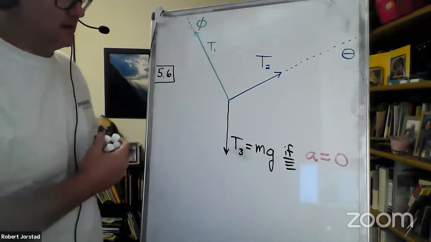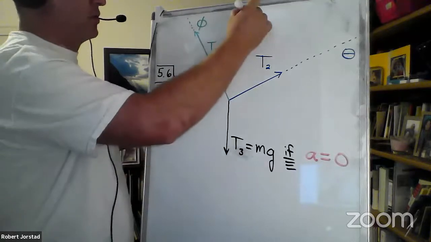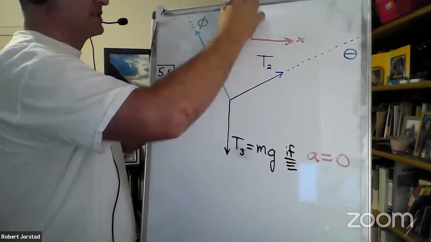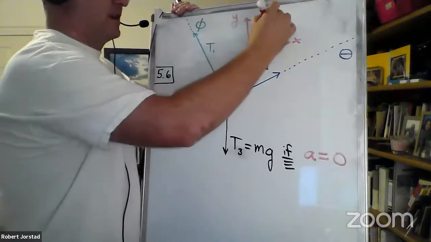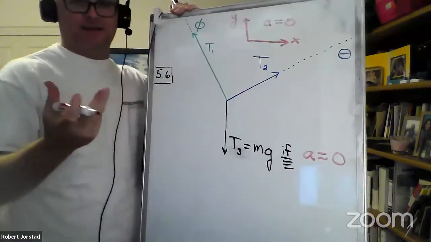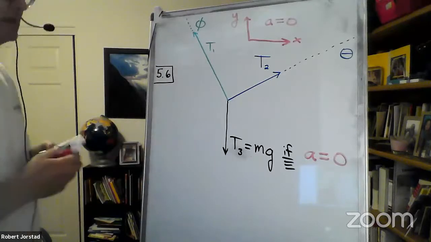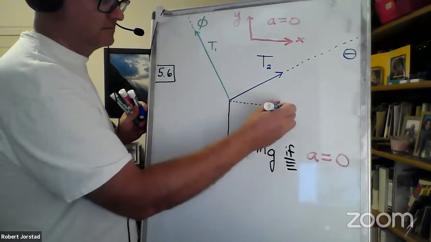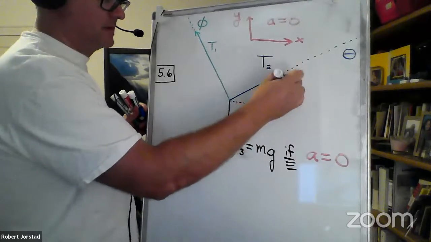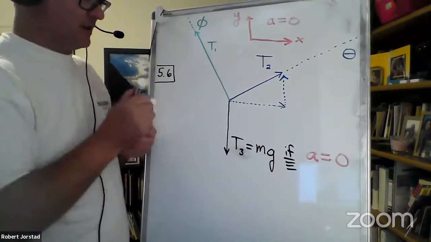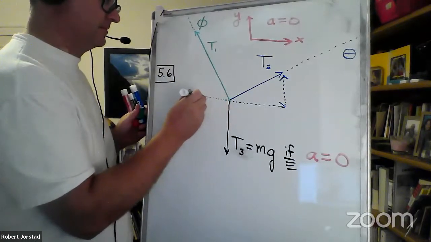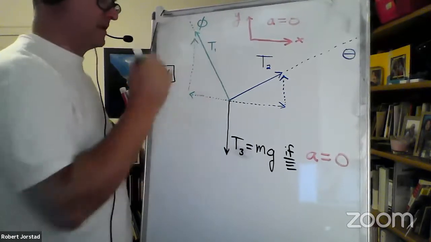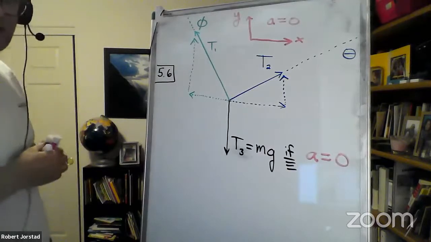So now you could argue this is the FBD, and maybe I'll throw in one more piece of information. I'm going to assume we're using a standard coordinate system, and we're assuming that acceleration is equal to 0 if you hang something and it doesn't tell you otherwise. All right. So in this case, I need to split up this tension 2 into components. I need to split up tension 3 into components.